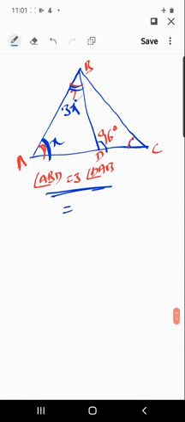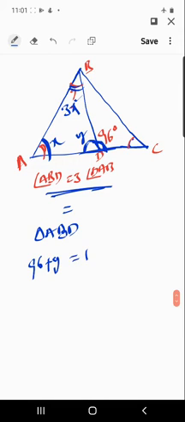I'll take triangle ABD, and from triangle ABD we use the angle sum property. And one more angle we have to know. What is this angle? Yes, we can find it because this is a linear pair. I'll take this as some Y. Now 96 plus Y is equal to 180 degrees. Linear pair means the sum of the adjacent angles must be 180 degrees.